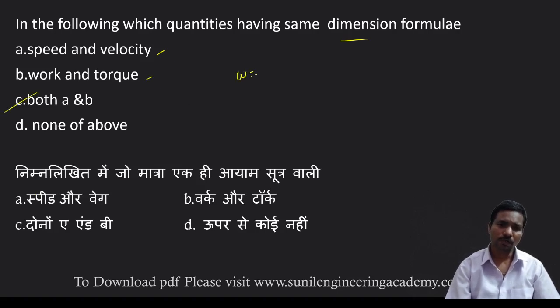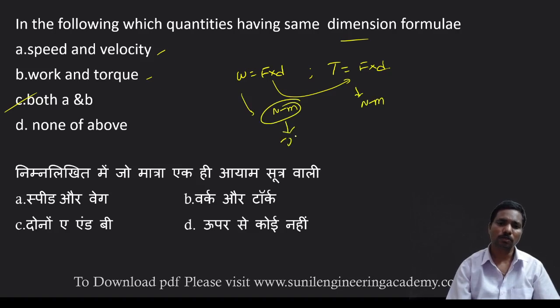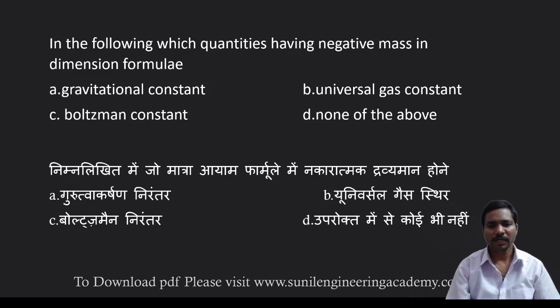Okay, work is equal to force into distance. In the same way, torque is also force into distance. So almost the same you will get. Work is Newton meter, this one is also Newton meter. Newton meter is considered as joule. So generally we go with joule for work, Newton meter for torque. Which quantity has negative mass? Just as I have given, gravitational constant G, capital G.